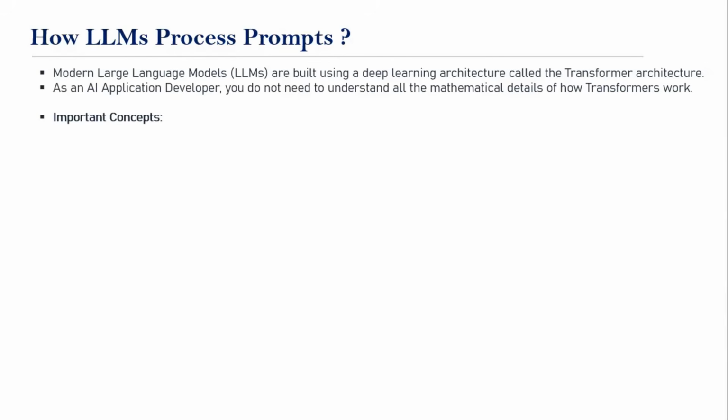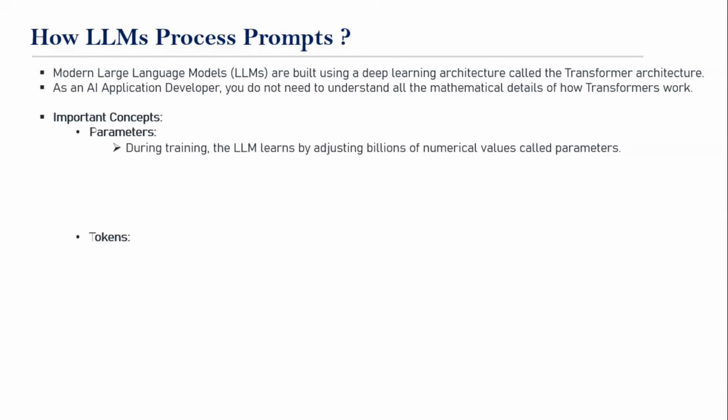Now let me introduce two important concepts before understanding how LLMs process prompts. They are parameters and tokens. See here, parameters are about LLMs when they are built, when they are learning, when they are trained. So that's why again here also you don't need to worry about parameters. But the basic understanding is required. So here during training, the LLM learns by adjusting billions of numerical values called parameters. Simply, these learned parameters represent the model's knowledge.